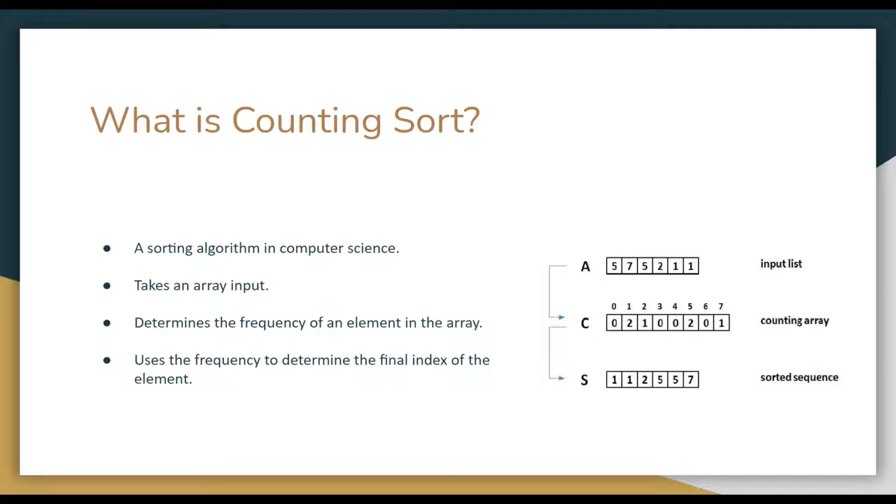Counting sort takes an array input, which we can see here in A, the input list. You can also use a second input as the length of the array if you choose to. Next, counting sort determines the frequency of an element in the array, which we see here in C, the counting array. Then it uses the frequency to determine the final index of the element, which we see here in the final S sorted sequence, which will be your return value.